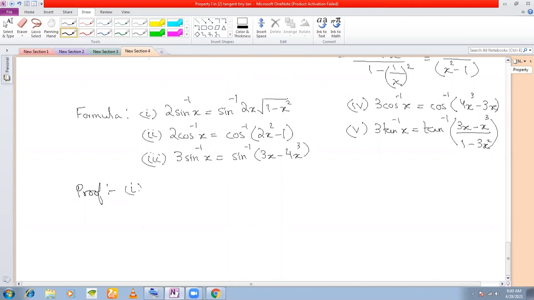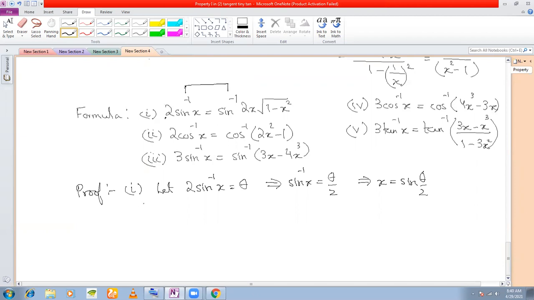1. I start by saying let 2 sine inverse x is equal to theta. That means sine inverse x is equal to theta by 2. That means x is equal to sine theta by 2. Okay. Now see, this is a multiple angle formula where we need to convert sine inverse to a sine inverse. So which multiple angle relates sine to sine? If you remember, sine 2 theta is equal to 2 sine theta cos theta. But the problem here is we have a cos theta here, isn't it?